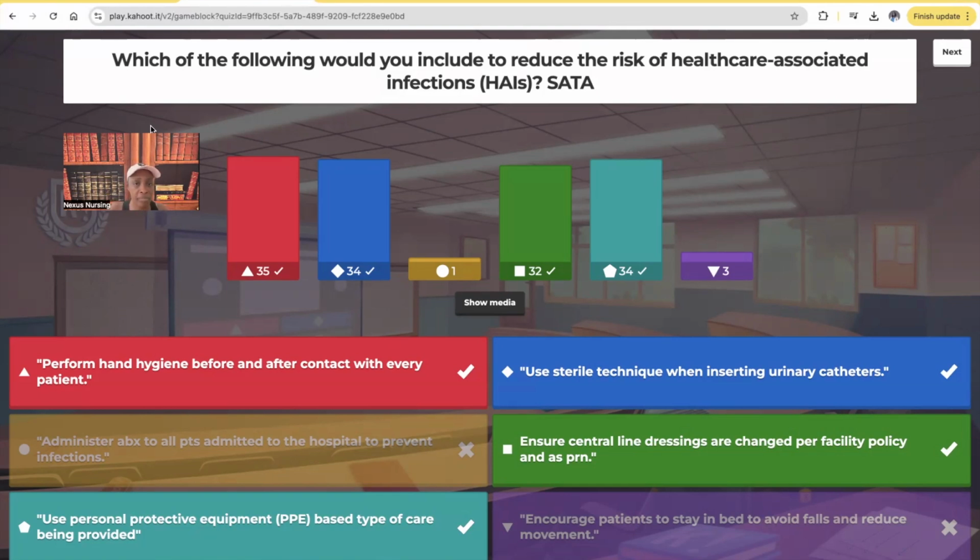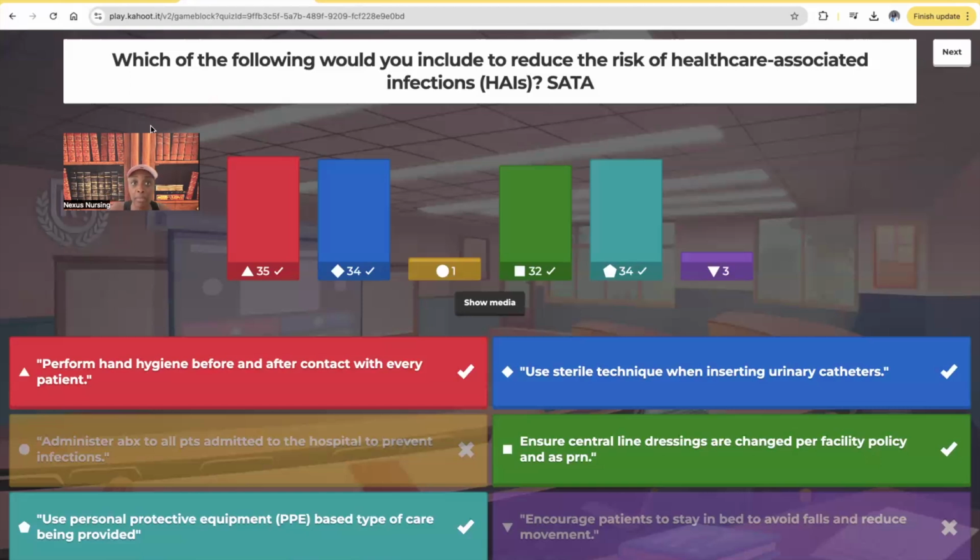Very good. Next, administer antibiotics to all patients admitted in the hospital to prevent infection. I think by now, everyone's got it, except for the one person who chose that as an answer, that we don't give antibiotics just to give it, just to prevent. Very good. Next, ensure central line dressings are changed per facility policy and as needed.